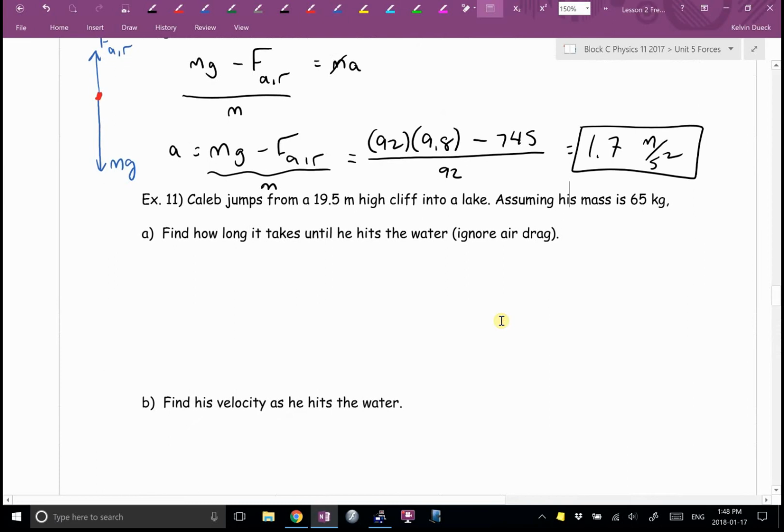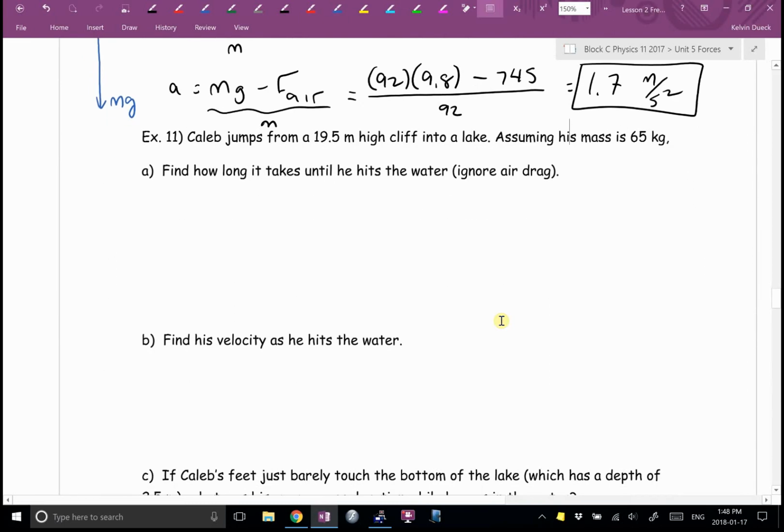Good. Caleb jumps from a 19.5 meter high cliff into a lake. Assuming his mass is 65 kilograms. Christy, what's A asking me to find? When it says how long? Time. You know what? Now we're going to go back to Unit 1 stuff. I'm not going to do a free body. I'm going to go t equals question mark.